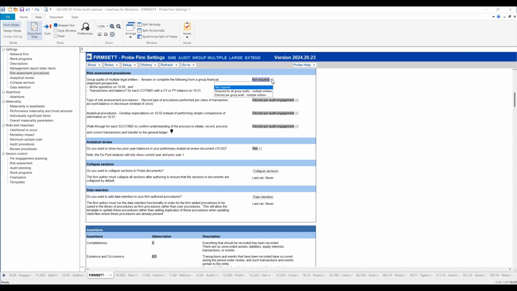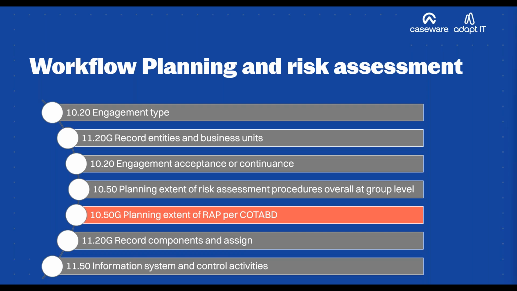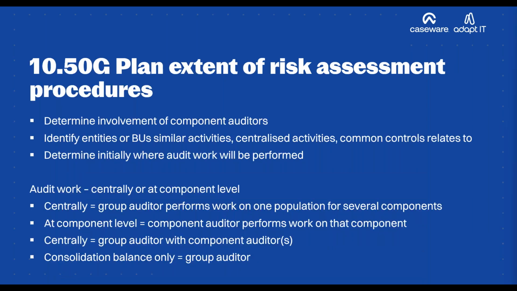For the analytical review, do you just want to do it in 1051, or do you want to do 1052 in detail? Do you want to record the types of procedures performed, the risk assessment procedures for every account, or just at the top of the document, things like that. All right. So next up then, we're going to 1050G, planning the extent of risk assessment procedures. Now we're going to start with this one, and then we're going to take a break in 5 minutes, and then we will come back and carry on with this.